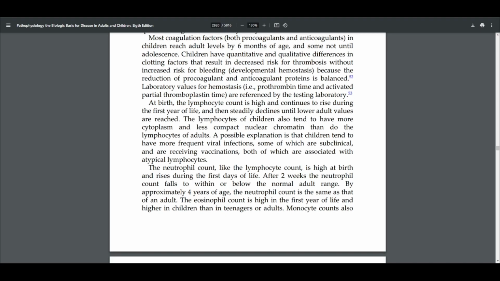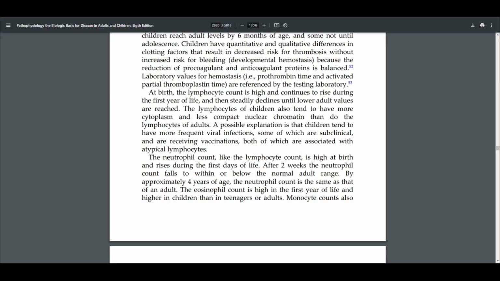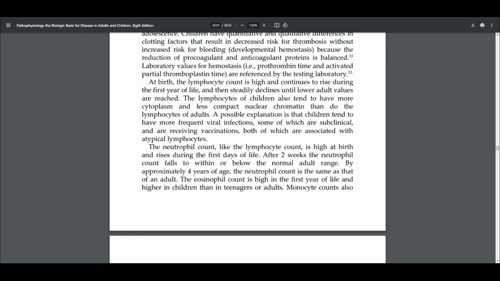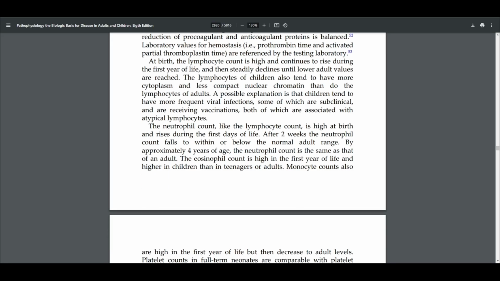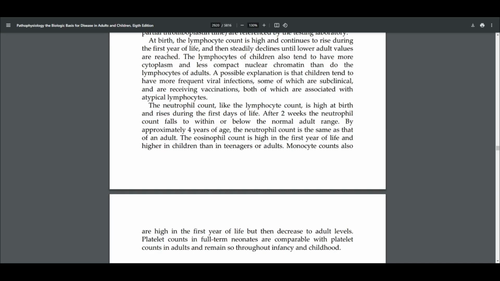At birth, the lymphocyte count is high and continues to rise during the first year of life, and then steadily declines until lower adult values are reached. The lymphocytes of children also tend to have more cytoplasm and less compact nuclear chromatin than do the lymphocytes of adults. A possible explanation is that children tend to have more frequent viral infections, some of which are subclinical, and are receiving vaccinations, both of which are associated with atypical lymphocytes.